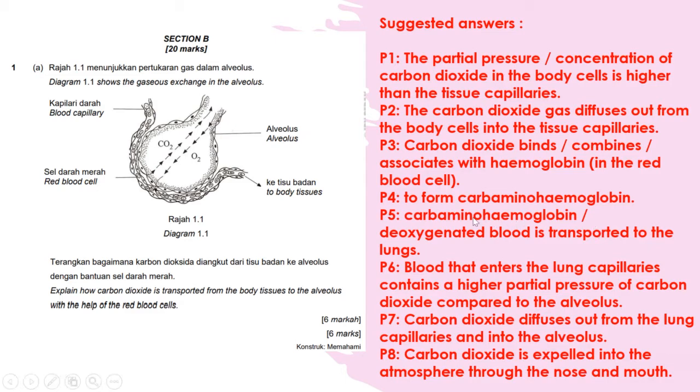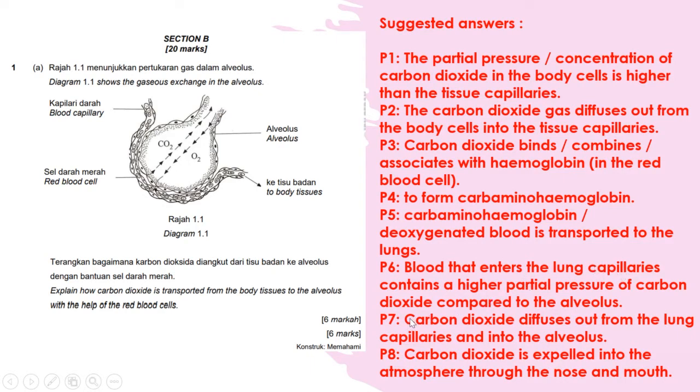Or you can just write carbaminohemoglobin is transported to the lungs. Okay, now the blood that enters the lung capillaries contains a higher partial pressure of carbon dioxide compared to the alveolus. You have to mention that the deoxygenated blood in the lung capillaries contains a higher partial pressure of carbon dioxide compared to the alveolus.